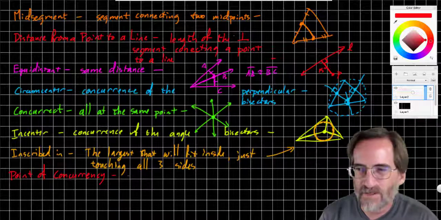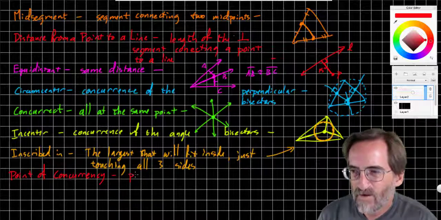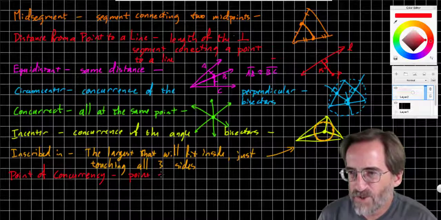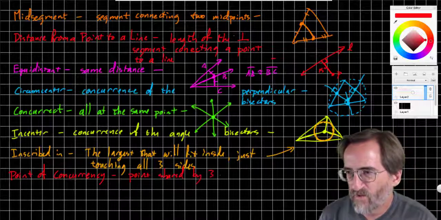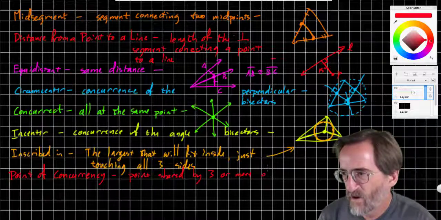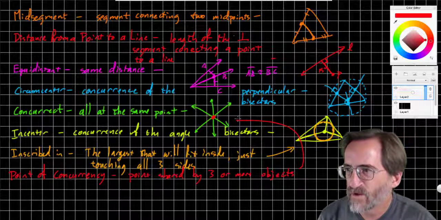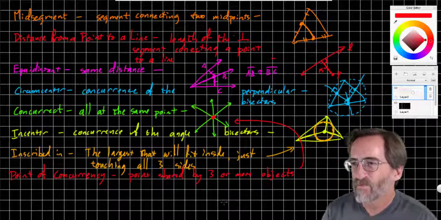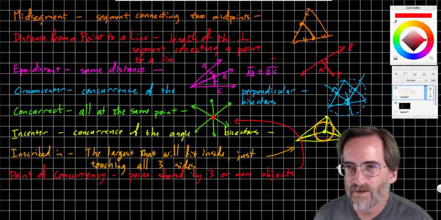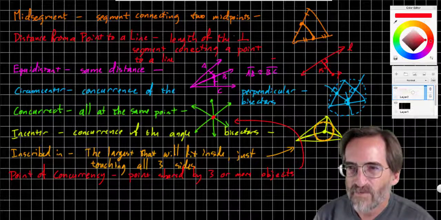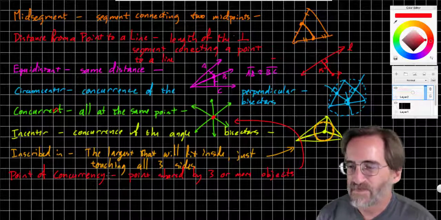Point of concurrency. A point shared by three or more objects. For the point of concurrency, I'm going to refer to the previous example we used and draw an arrow. That's a point of concurrency. Then concurrent. Misspelled that.